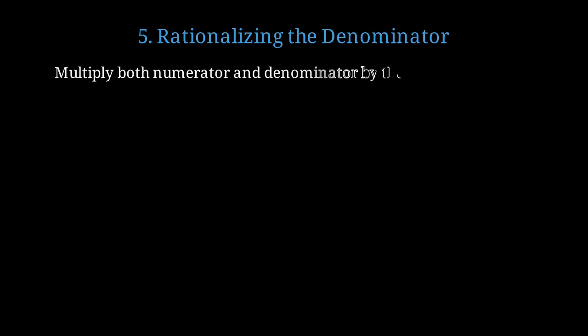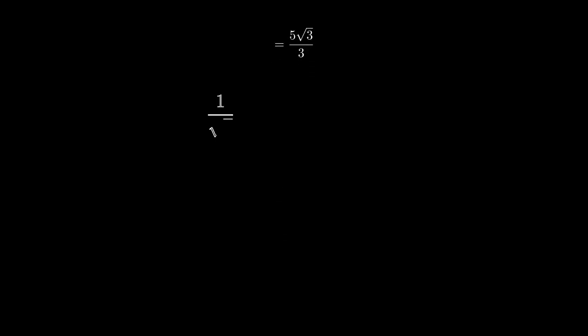To rationalize, we multiply both the numerator and denominator by the radical in the denominator. Let's rationalize 5 over the square root of 3. We multiply both top and bottom by the square root of 3 over the square root of 3. This gives us 5 times the square root of 3, all over 3. Similarly, 1 over the square root of 2 becomes the square root of 2 over 2 after rationalization.